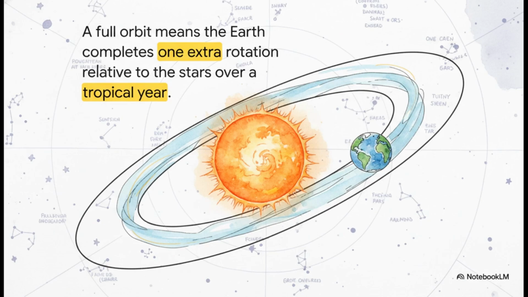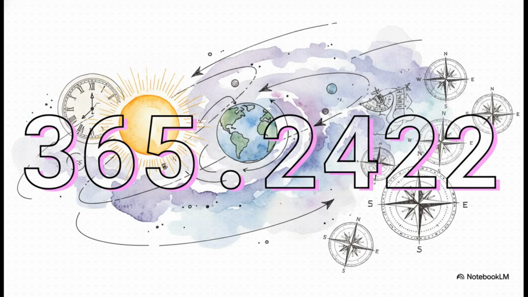It's almost like a freebie rotation we get just for completing an orbit. And what that means mathematically is that a year must have exactly one more sidereal day than it has solar days. We all know this number, right? Roughly 365¼ solar days in a tropical year. This is our baseline, counting how many times the sun has returned to the same meridian in our sky.